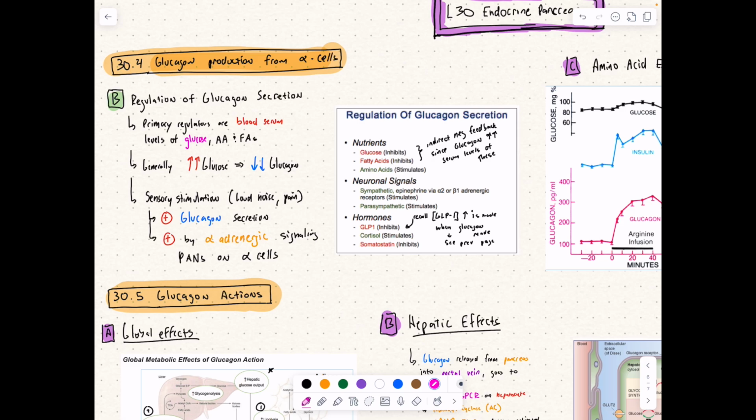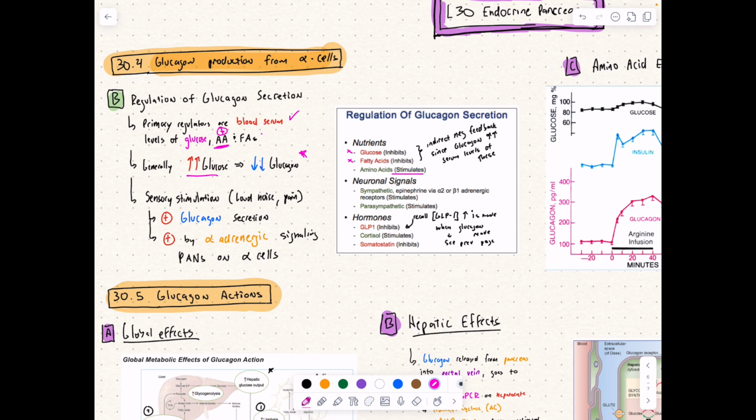All right, so then we have more on the production, regulation of glucagon secretion. This goes back to our blood serum levels of glucose. So if you have high blood glucose, amino acids, fatty acids, basically you're going to say we don't want to pump out stuff. High glucose means don't pump out glucagon, we have enough glucose in the blood. If you have low glucose though, then you're going to want to increase glucagon. So glucose will inhibit, fatty acids will inhibit, amino acids will actually stimulate. So this one's positive, that's my bad.